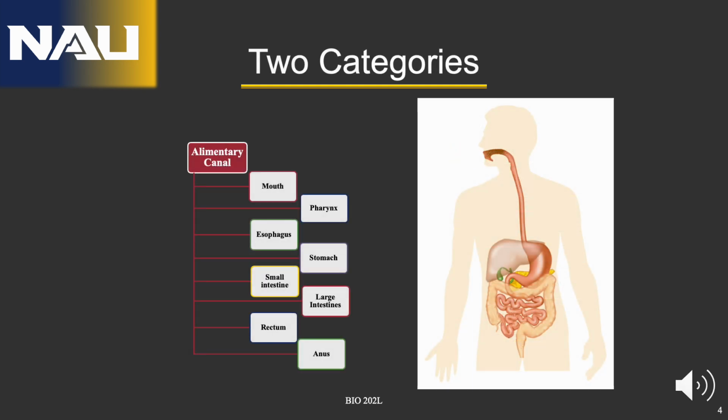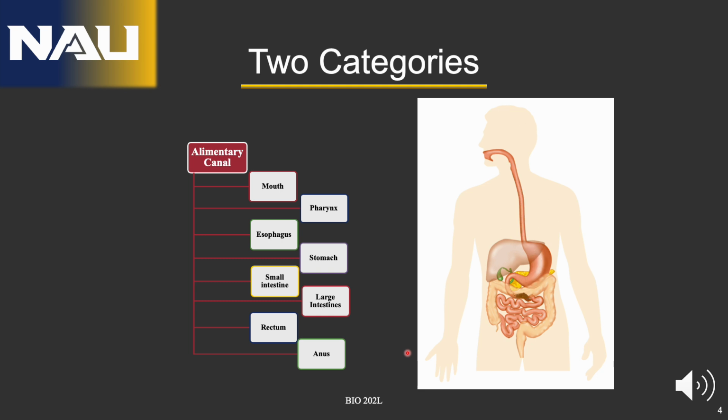The digestive system is composed of two main parts, the alimentary canal and the accessory organs. The alimentary canal, also known as the gastrointestinal tract or the GI tract, is a continuous tube that extends from the mouth all the way to the anus, encompassing the mouth, pharynx, esophagus, stomach, small intestines, large intestine, rectum, and anus. This channel is responsible for the direct passage and processing of food.